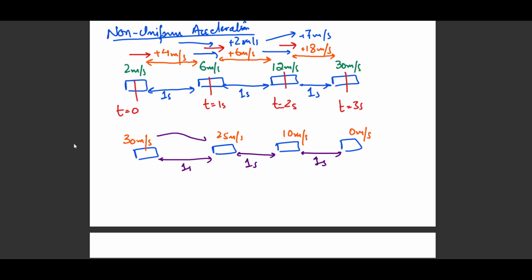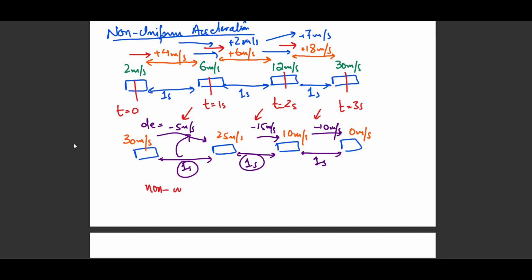So we see a reduction of 5 meters per second. This is considered a case of deceleration, right? Over here we see a reduction of 15 meters per second. Over here we see a reduction of 10 meters per second. Now we keep this 1 second constant so that the comparison per meter per second becomes easy to understand. You can notice that the object is decelerating, but the value of deceleration in each stage is not fixed. And again, this will be considered as non-uniform deceleration.